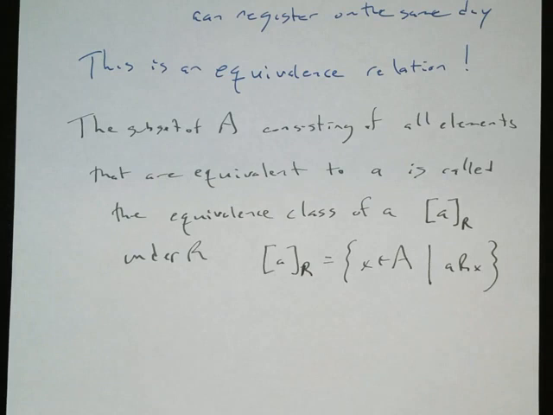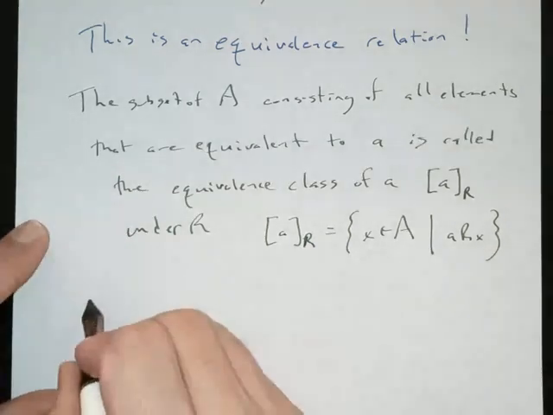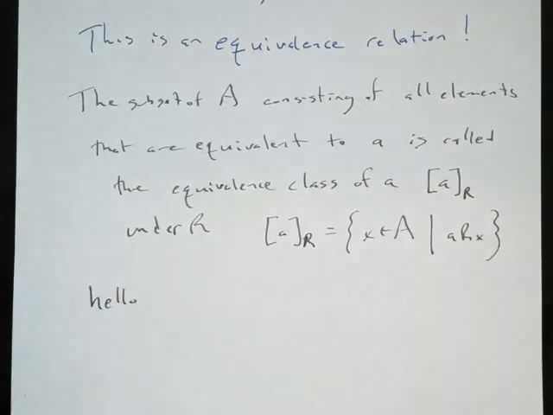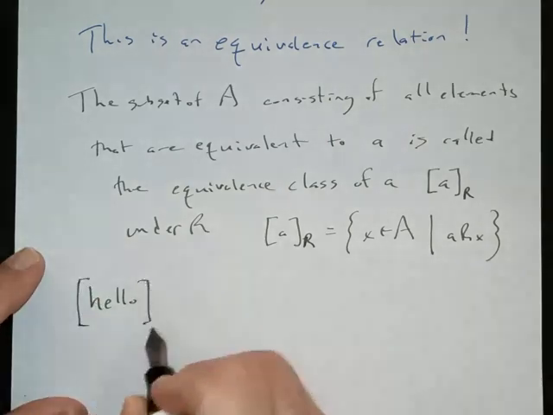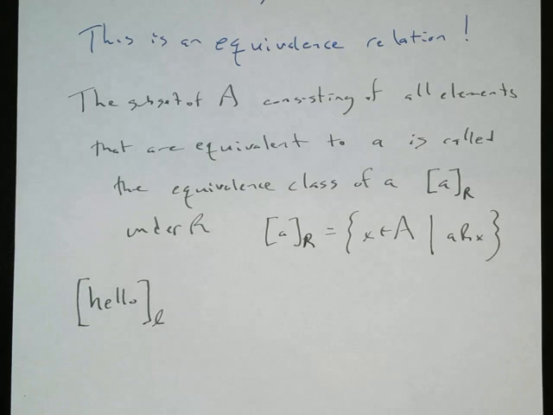Let me go back to our examples for a second. First example was the length of strings, right? A string of letters in the English alphabet. There's a string of letters in the English alphabet. I would like to know, under our relation, which I called length, what is the class of things related to the string? Hello.